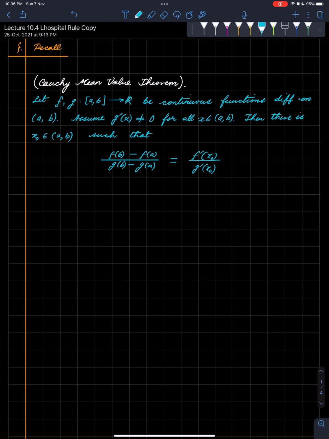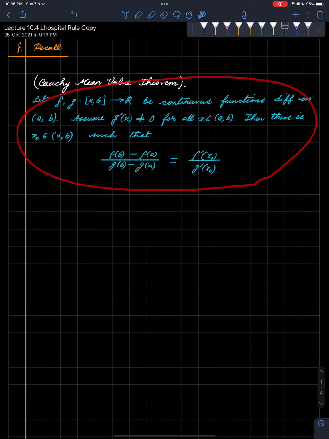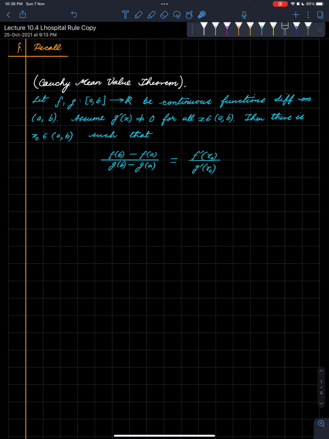Welcome to this lecture in the ongoing series of lectures in real analysis. Today we'll be looking at L'Hopital's rule to find limits of ratio of two functions. We'll get into that. We'll need Cauchy's mean value theorem, which we proved a few lectures ago.